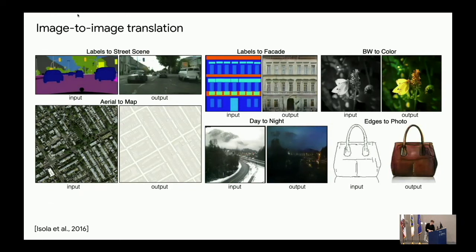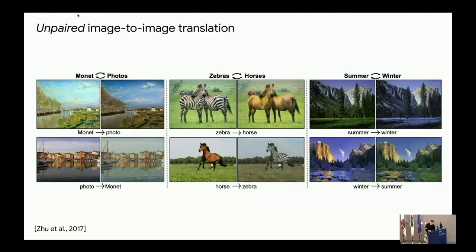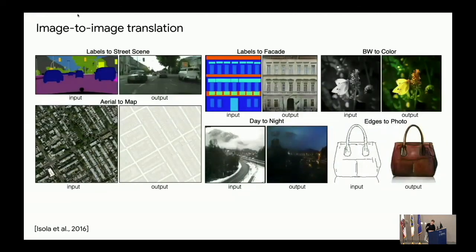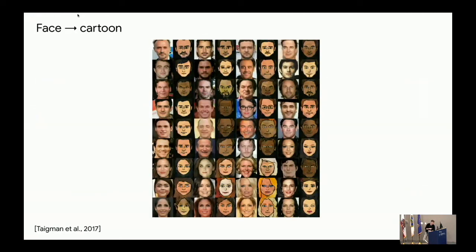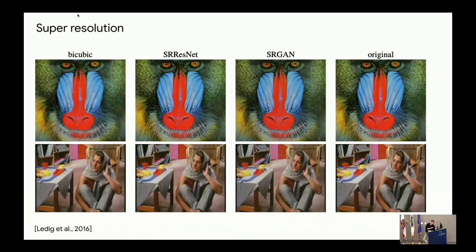I have 2 minutes left, so I'm going to go through just some cool applications. Image-to-image translation. This work translates between different types of domains, so we can go from daytime to nighttime, or from a sketch to an actual image of a purse. Unpaired image-to-image translation. This is cool. The previous one was paired, so it means that during training we needed paired examples. This one, we just need two different domains. We can do style transfer or turn zebras into horses. Face to cartoon, another cool thing where we turn people's faces into little cartoon versions of their faces. Super resolution, I think I mentioned this one earlier on, but this is a nice image editing application.